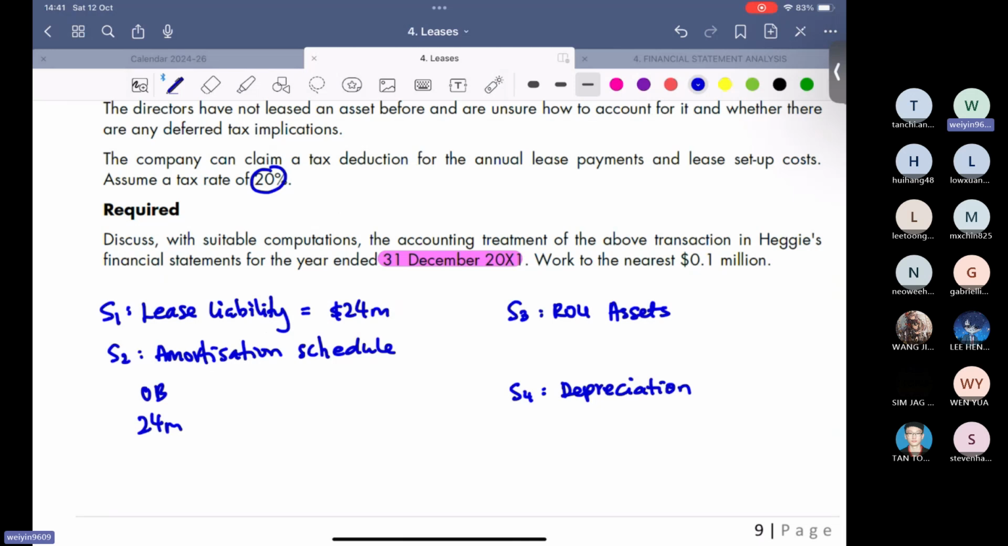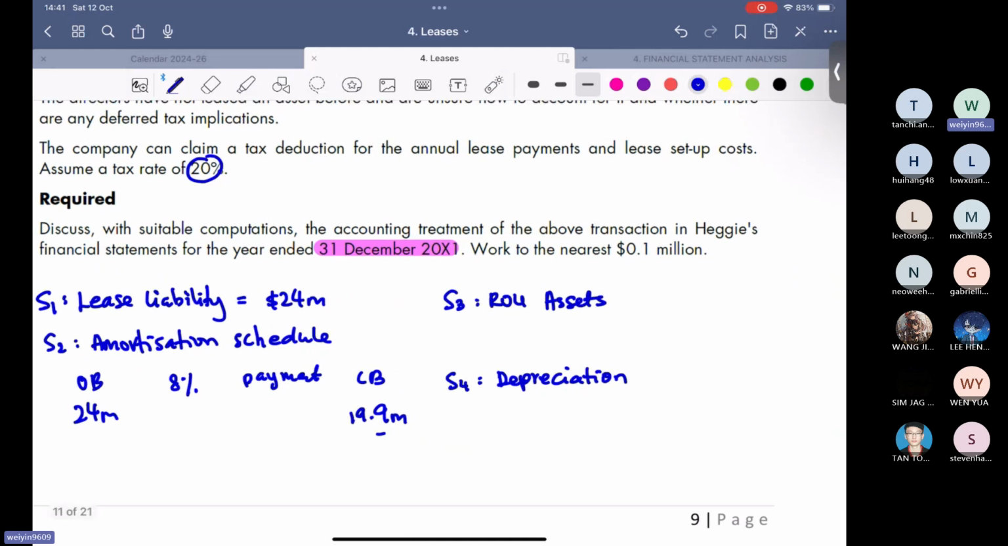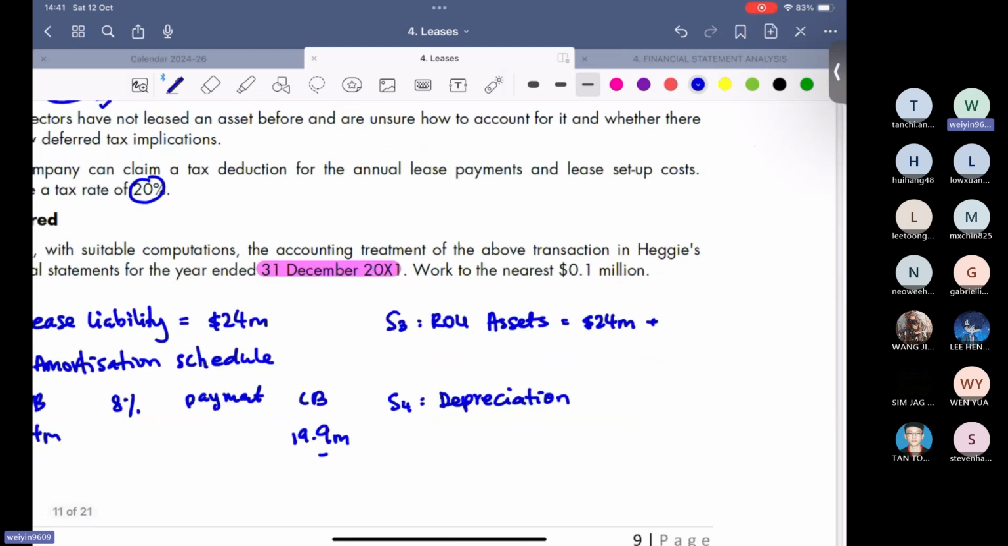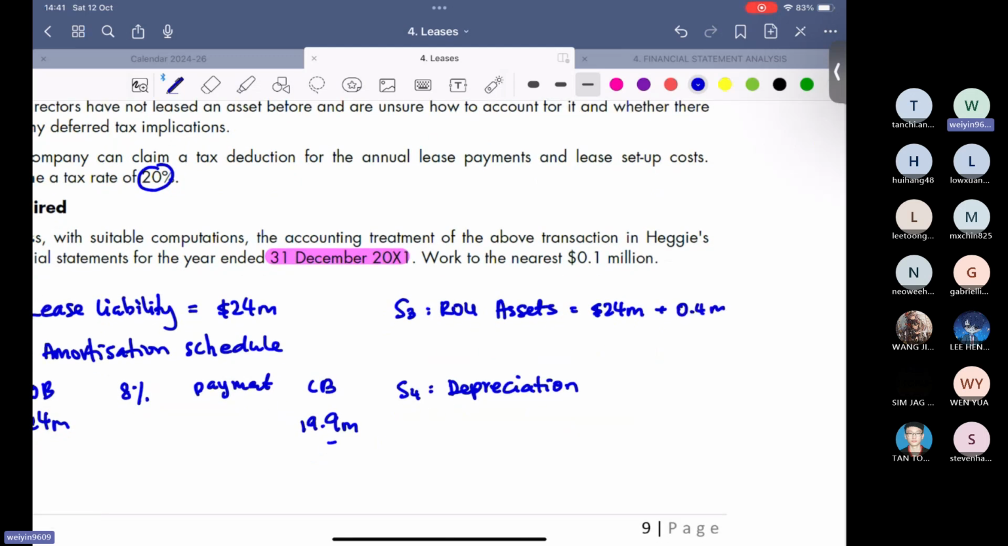So let's look at this one. So I have an opening balance, then I have a percentage of 8%. Then I have the payment. Then I have a closing balance. So my closing balance is 19.9 million. With my ROU asset, we will start with the 24 million, but I have 0.4 direct cost. So I just add on 0.4 million. So I get 24.4 million.